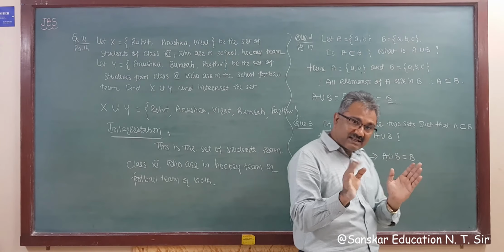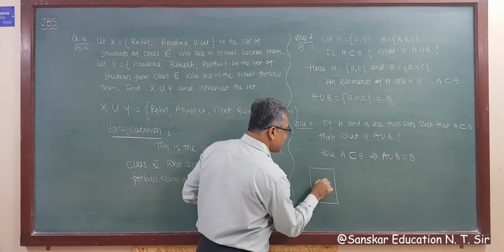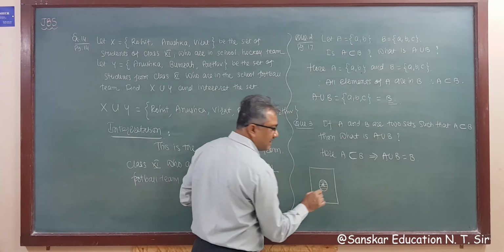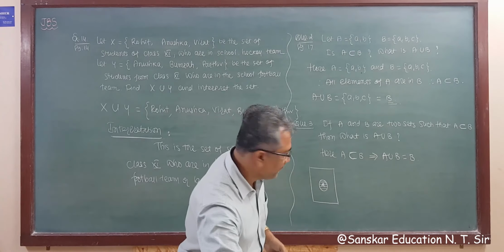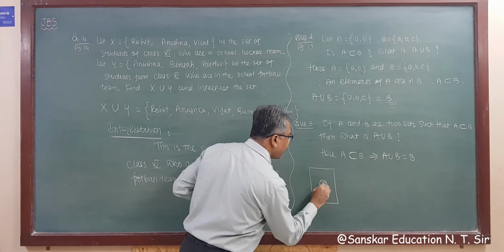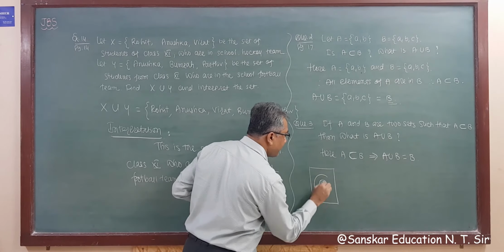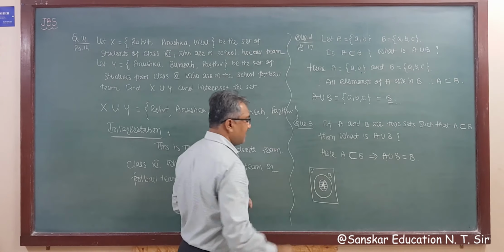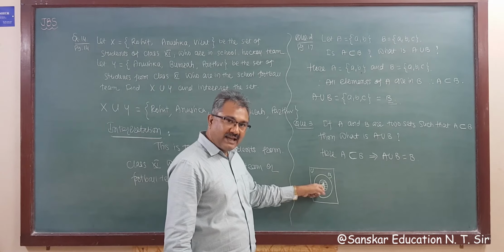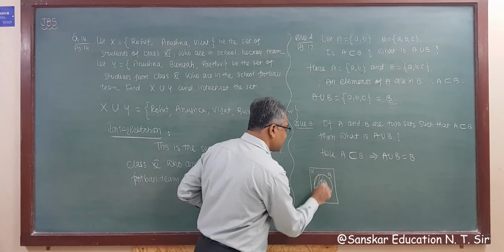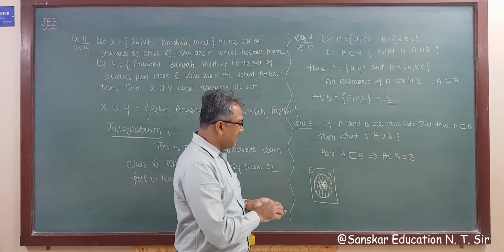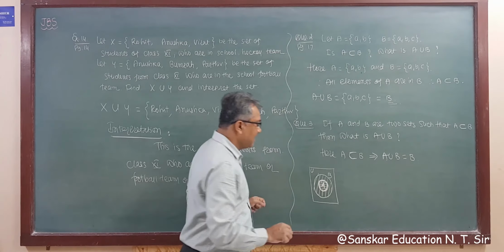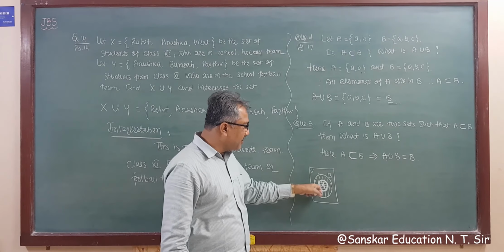That is, A is the smallest set. So this is your A. Now suppose this is B. This set is B, and this is your universal set. So now all elements of A are in B or not? Because the white circle is your A and the green circle is your B. So all elements of A are in B.